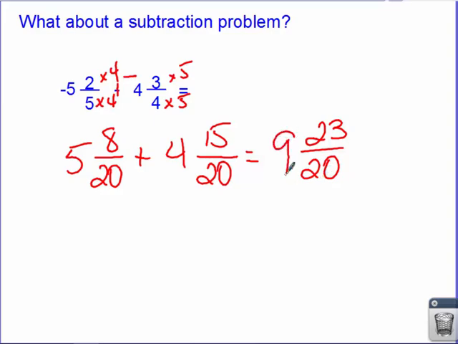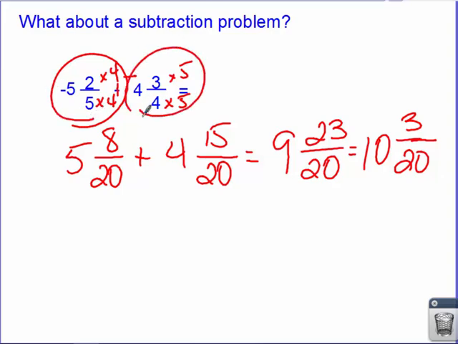Now, can we simplify that? Yes. How many times does 20 go into 23? Once. So that adds to the 9 to make 10, and we have 3 left over. Now we've got to remember one thing when we get done with the problem. We're dealing with positive and negative mixed numbers, so we've got to look back at our problem and find out what kind of answer I am going to have. The first number is a negative. The second number is a negative. So when we think back to our adding rules, negatives plus more negatives gives me a negative. And we end up with a negative 10 and 3/20 as an answer.